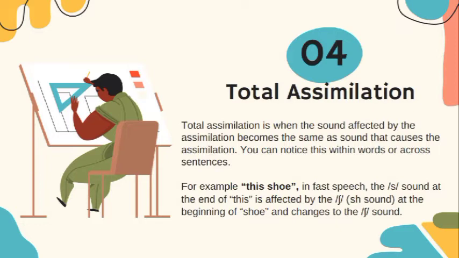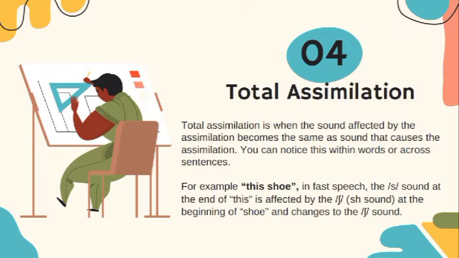Okay, the next material is degrees of assimilation. Degrees of assimilation is divided into two, total and partial assimilation. Total assimilation refers to when the sound affected by the assimilation becomes the same as the sound that causes the assimilation. You can notice this within words or across sentences.